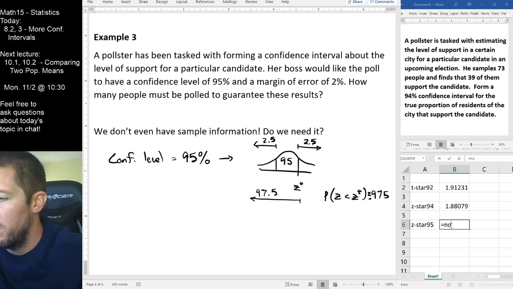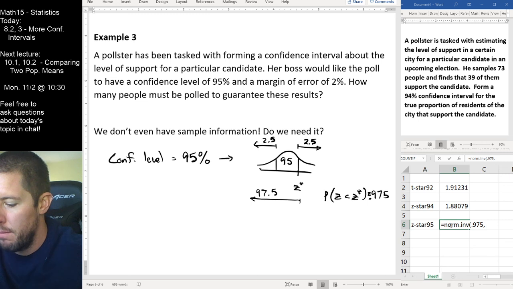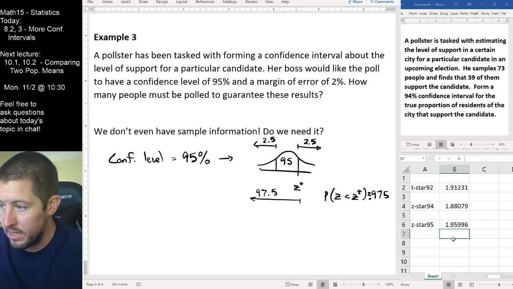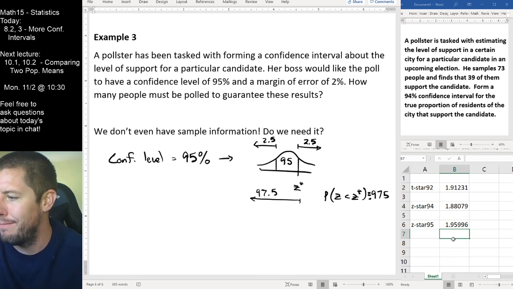We're going to do our norm.inv, our inverse normal computation. What's the probability? 0.975, 97.5% is to the left. Mean 0, standard deviation 1 because we're standard normal. And that's going to tell us 1.960, it looks like.